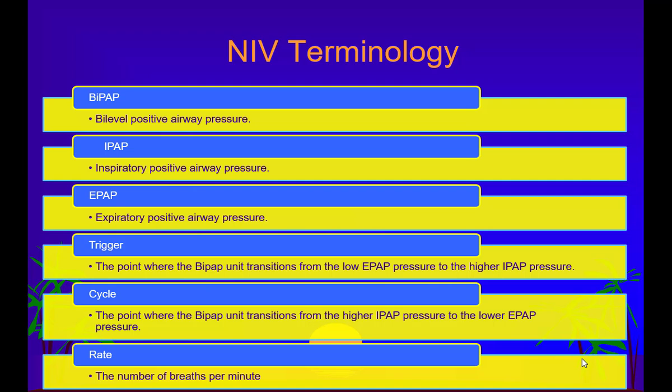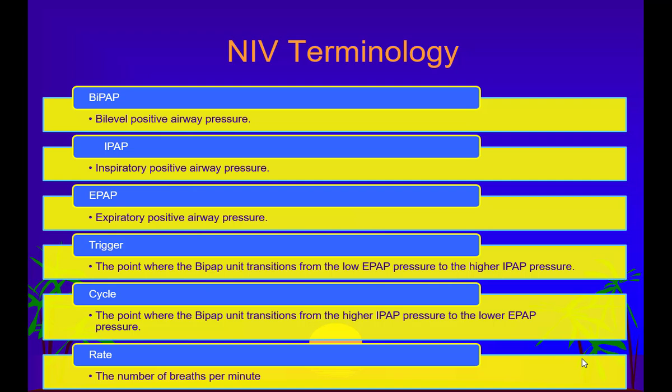Then the trigger is the starting of the inspiratory phase. When the machine goes from the expiratory phase to the inspiratory phase, that is called a trigger. Then comes the cycle. When the inspiratory phase stops and the machine goes from IPAP to EPAP, that is called the cycle. So the BiPAP has cycled off to EPAP. It means the IPAP has stopped and it has gone into the expiratory phase, that is, it is delivering the EPAP.